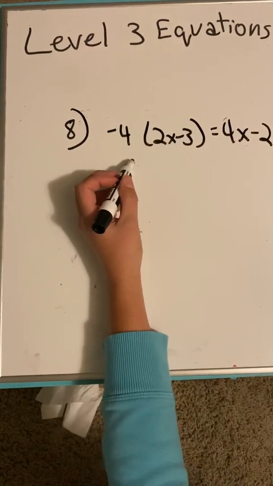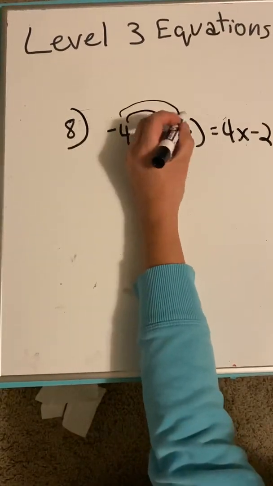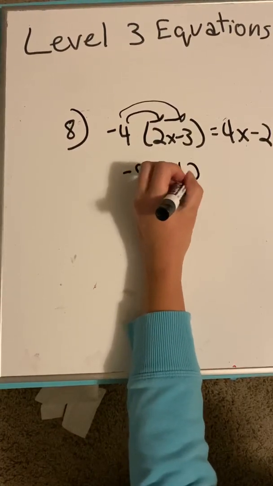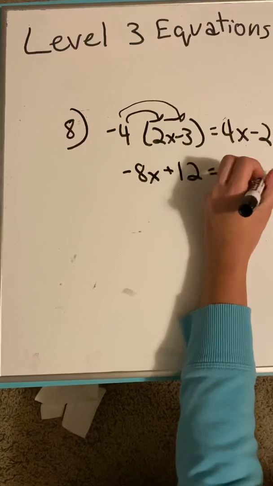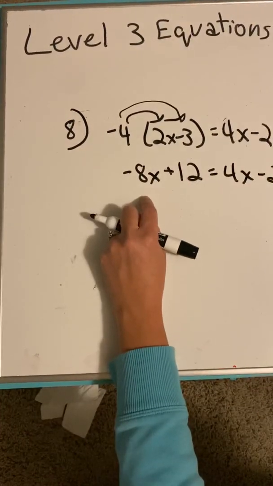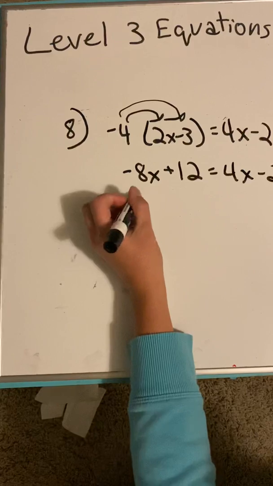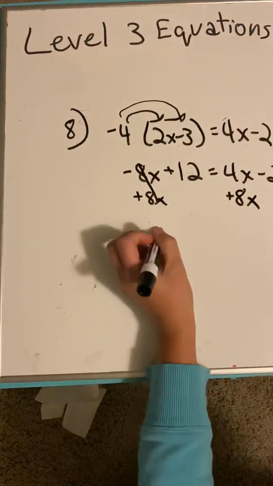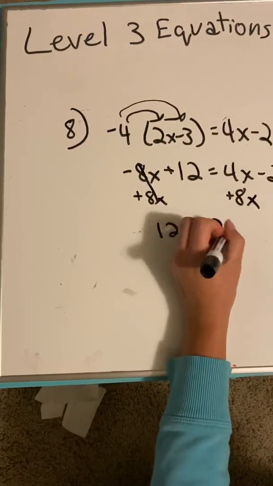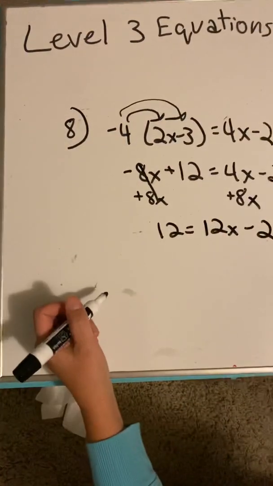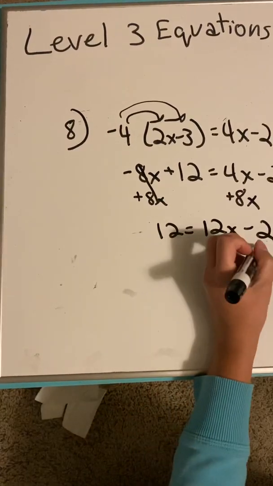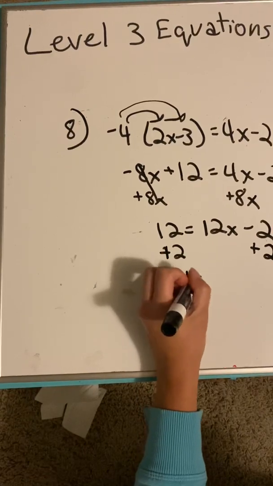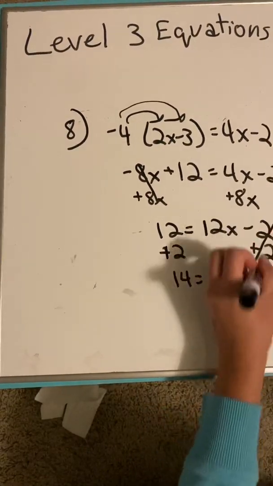Okay, number outside parentheses, we're going to distribute. So this becomes negative 8x. Negative times negative is a positive, so that's plus 12. Since this is negative, we want to add it to this side to make it positive, so we're going to add 8x to both sides. 12 equals 12x minus 2. Constant has to go over on the left, so we're going to add 2. 12 plus 2 is 14 equals 12x, because those add out.